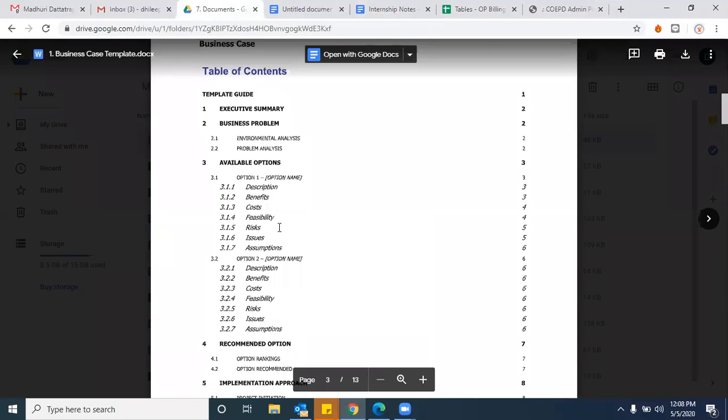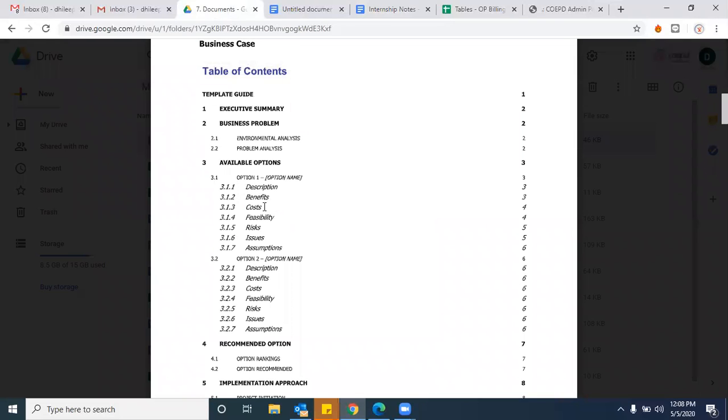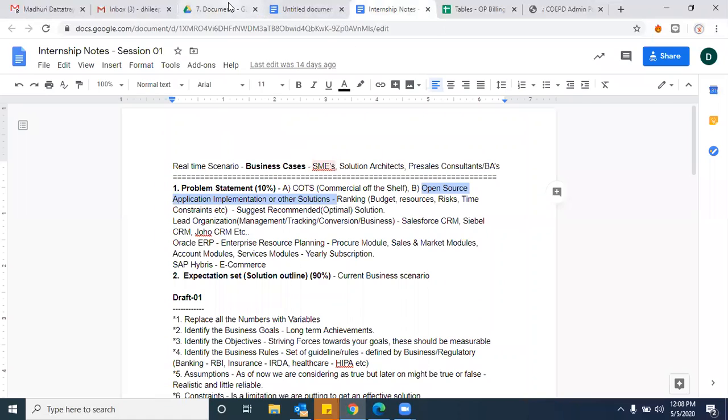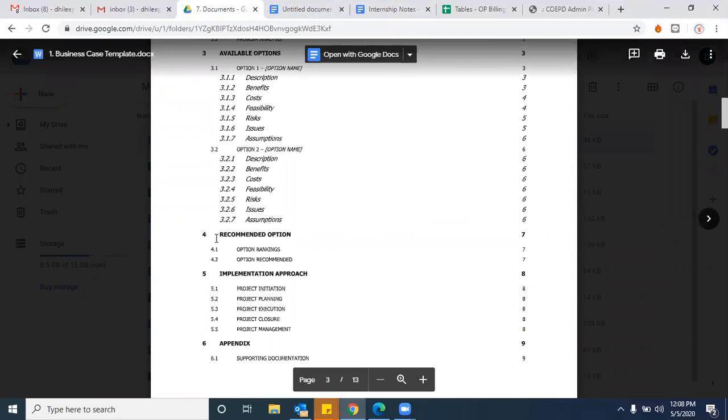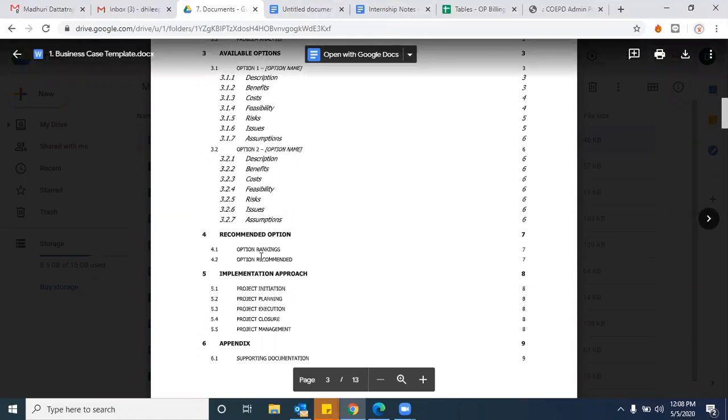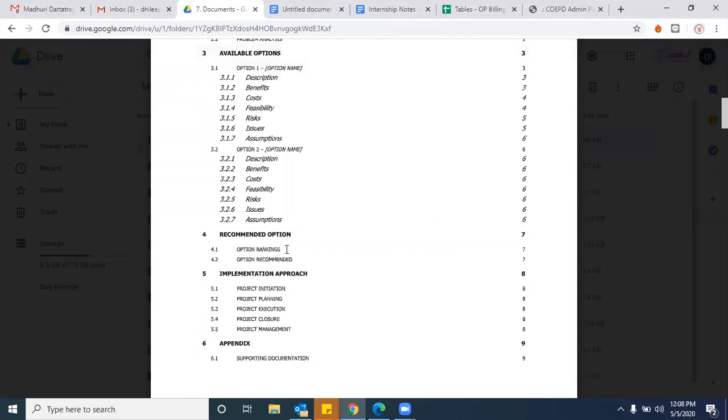Okay, so these 5 or 6 elements we need to discuss for each solution, and then we should come up with the recommended solution. Out of these solutions, which option is recommended? The option ranking we need to provide, in terms of percentages, and once you have provided the ranking, you should come up with which option is more recommended to the client business, right? This is the optimal solution.